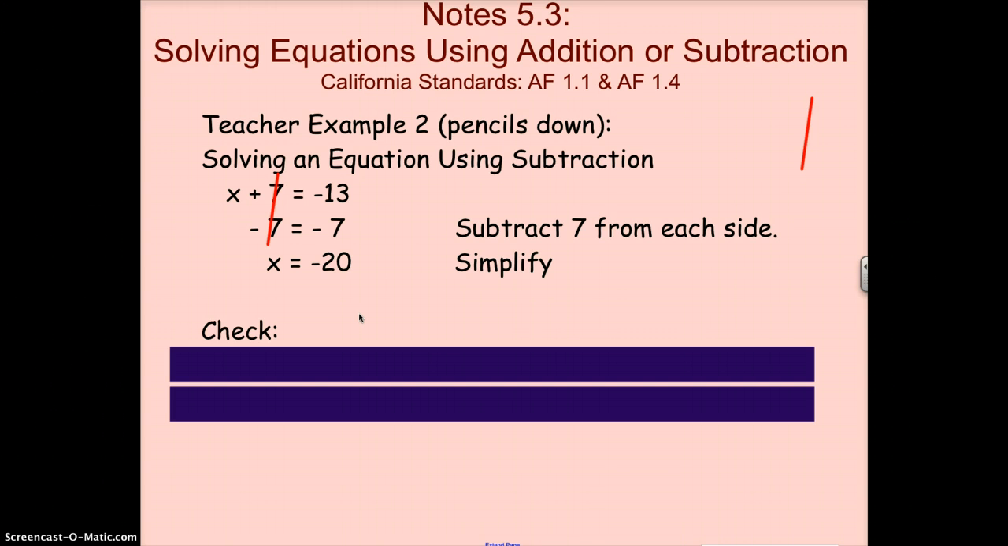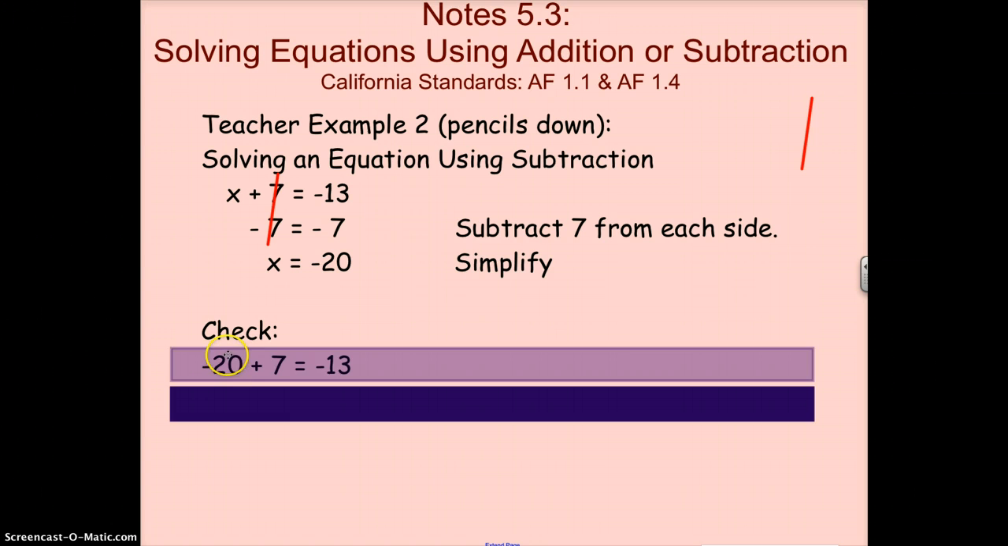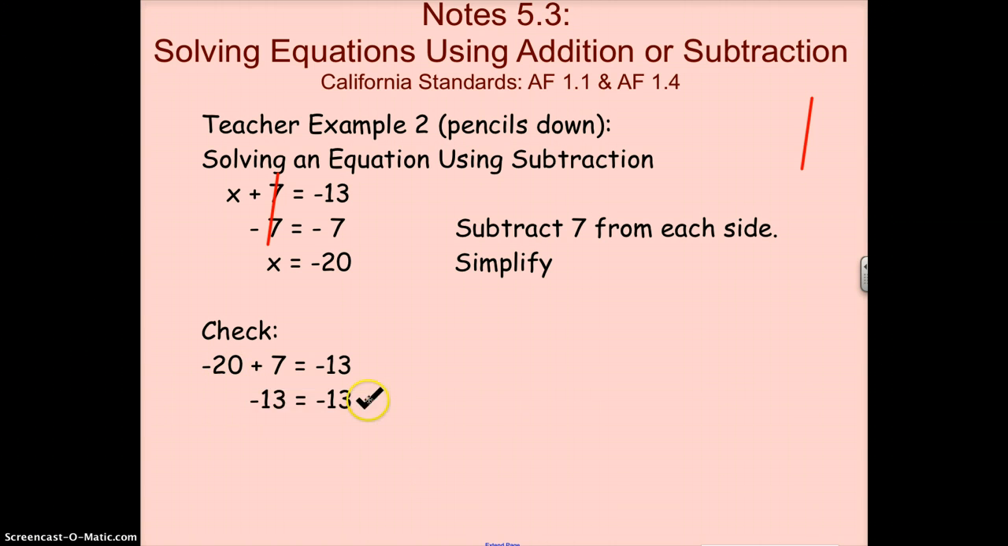Now I do want to make sure I'm checking my work, because if I made a little mistake when I was doing skip, change, change, the whole answer will be wrong. So let's go ahead and plug in negative 20 plus 7 equals negative 13. Negative 20 plus 7, I'm adding a negative and a positive. I'm secretly subtracting. And then my negative has a greater absolute value, so I end up with negative 13 equals negative 13, and it does check out.